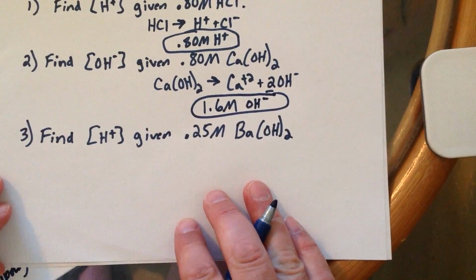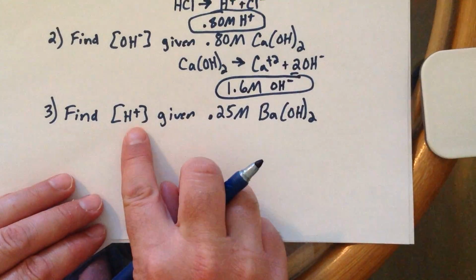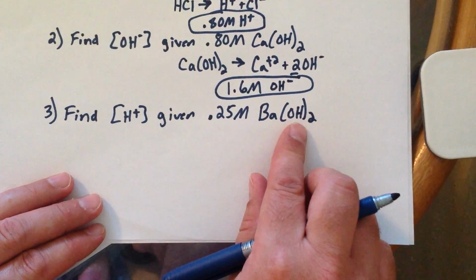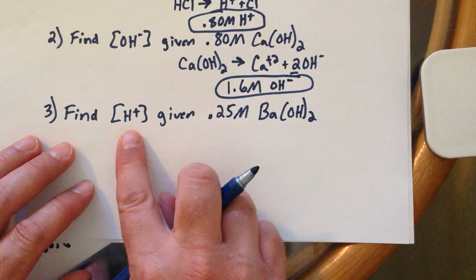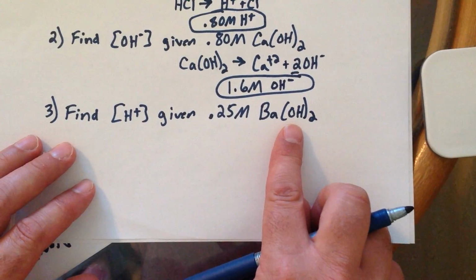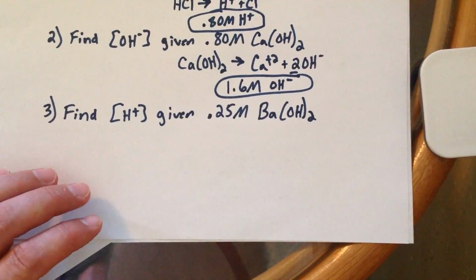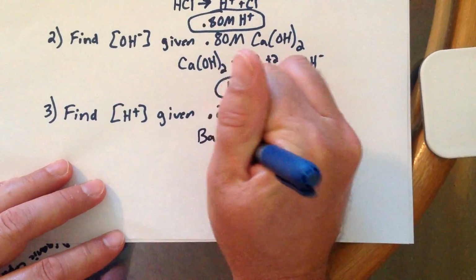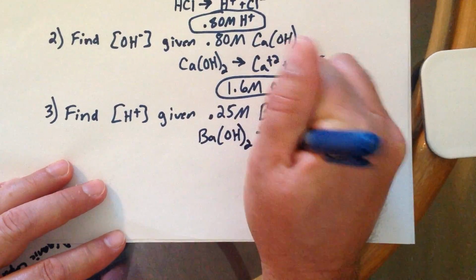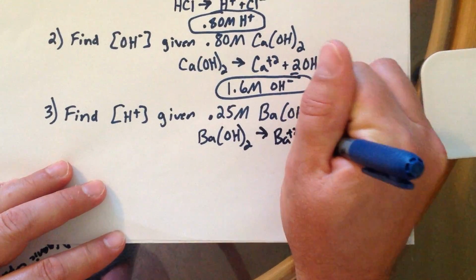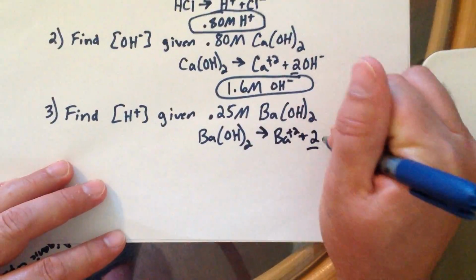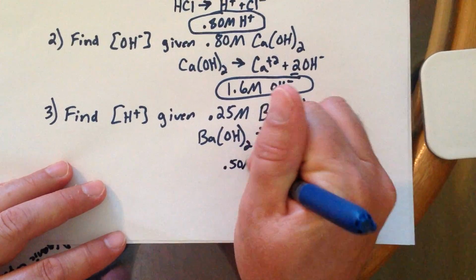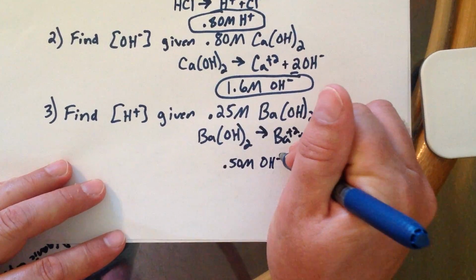Last but not least, now this one's a tricky one. Find the H plus concentration given a base. How did I know that was a base? Because it ended in OH. So how much acid concentration do you have for a base? Now, there's several ways to do this, but I prefer first to go ahead and find my OH concentration. I'm going to go ahead and write it out for you, but I hope you see that you would need to double this. So you would have Ba plus 2 plus 2 OH minuses. So seeing that, you're going to have 0.50 molar is your OH minus concentration. Okay?